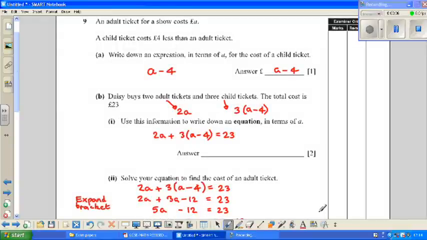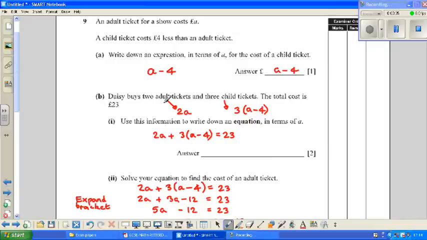Okay, so for question 9, what are we given here? We're told that the ticket for a show costs £8. The child ticket costs £4 less than that, so the cost of a child ticket is A, take away 4. The 4 less just means take away 4 from whatever the adult ticket costs, so that's A, take away 4. So the answer A minus 4.